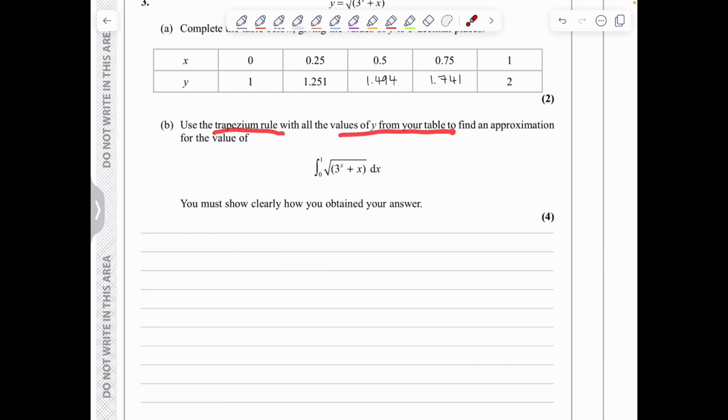In part B, we are asked to use the trapezium rule with all the values of y from the table to obtain an approximation for this integral. So we know that if we are using the trapezium rule, it's always a half times the height of the trapezium, which is the difference between two consecutive values of x. It's the value we've put for step when we were doing the table on the calculator. So it's 0.25, and then it's the first and last y values once, so 1 plus 2, and all intermediate values for y twice, so 1.251 plus 1.494 plus 1.741, and I plug everything on the calculator, giving an answer of 1.4965.